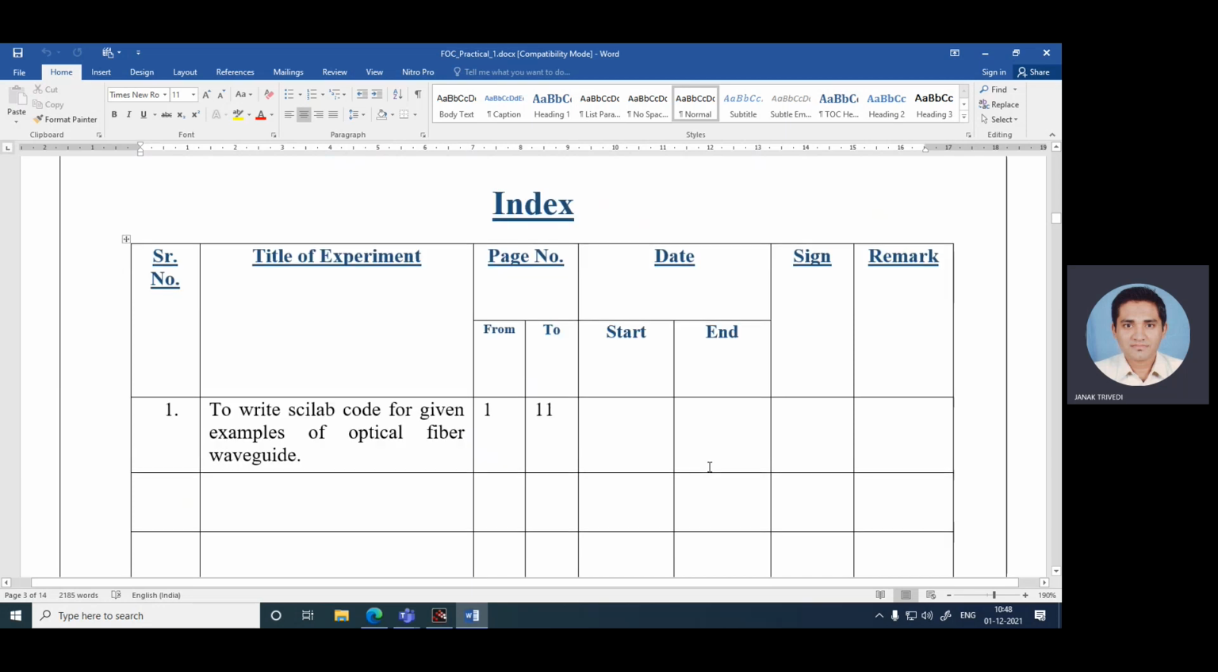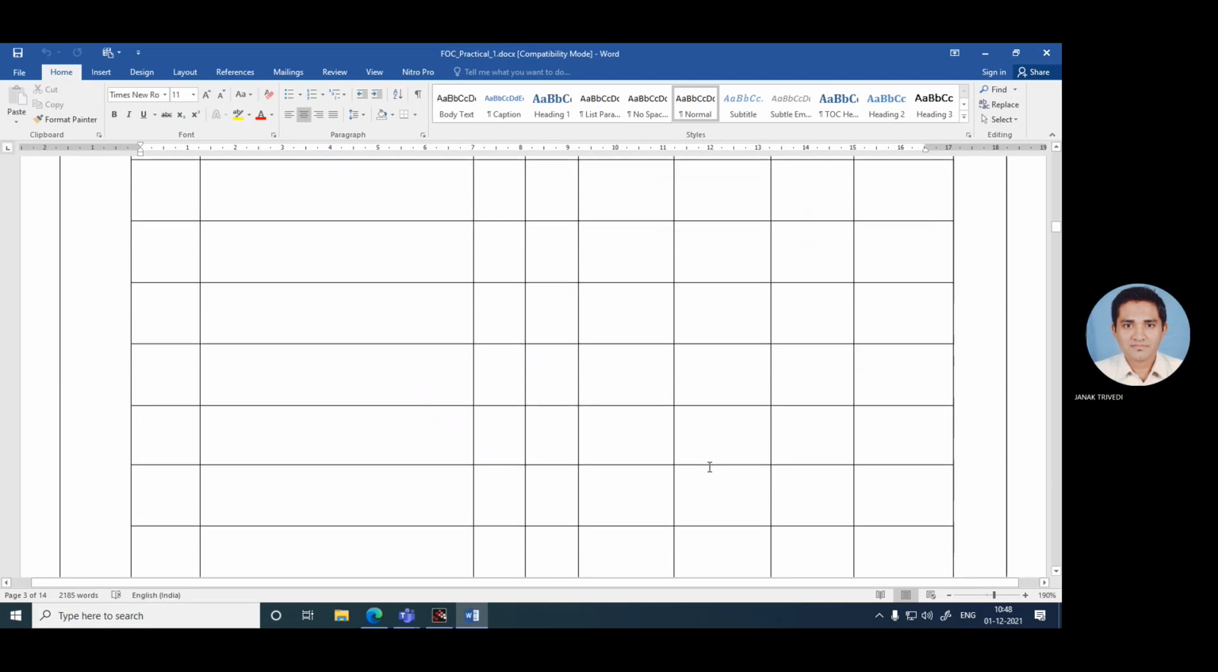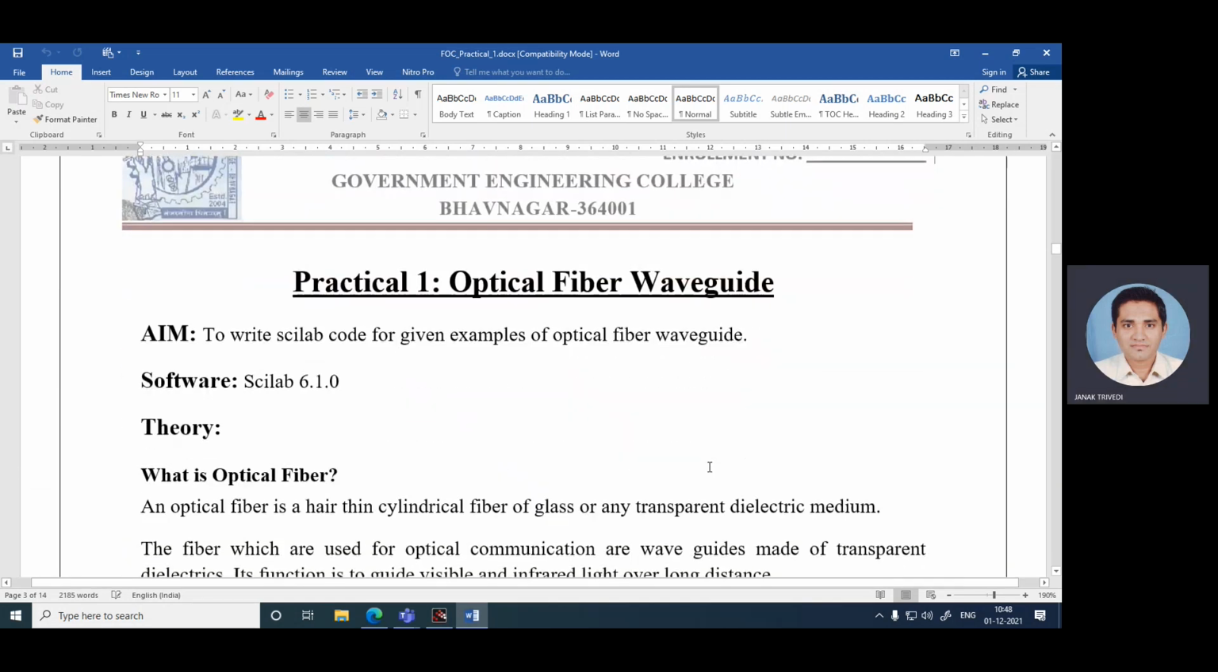So today we will discuss the first practical, that is to write Scilab code for given examples of optical fiber waveguide. The first practical is optical fiber waveguide. The aim is to write a Scilab code for a given example of optical fiber waveguide. The software is Scilab, version 6.1.0.